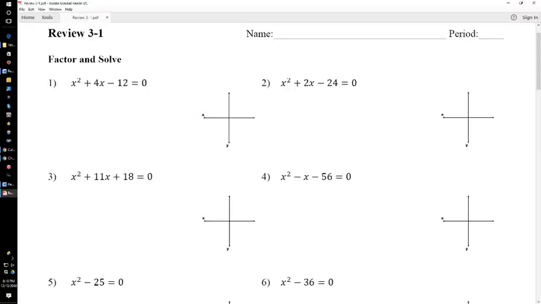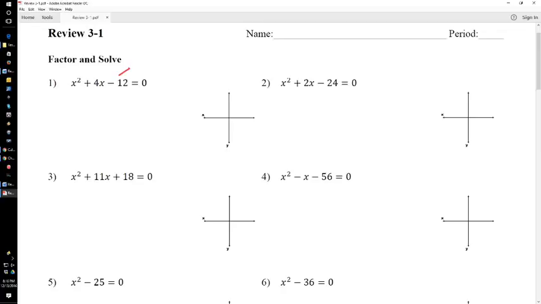Okay, this is review 3.1. This is all factoring. The two sides of this page we're going to do slightly differently, but this entire side is a little bit simpler. Whenever you have nothing in front of your x squared value, like on number 1, there is an understood 1. Whenever your a value is 1, there's really not much to it.